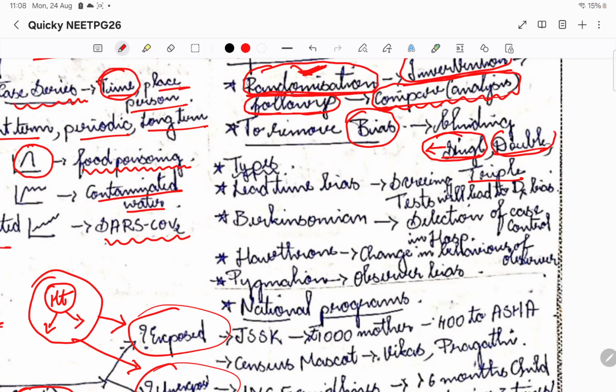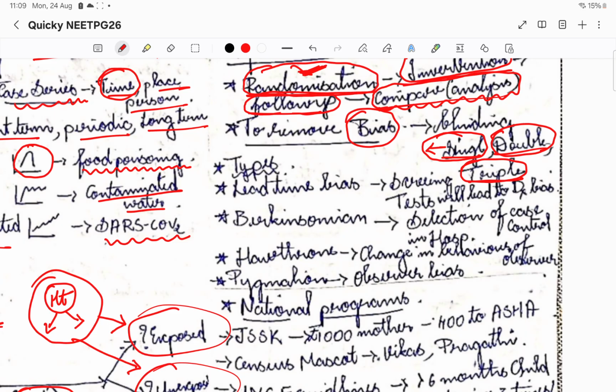In double blinding, both the giver and the receiver won't know who I am giving the placebo and who I am giving the vitamin E. This is double blinding. In triple blinding, even the analyzer wouldn't know whether the giver has given the placebo to this particular patient or not. So this is triple blinding. To remove the bias, this is what we are doing.